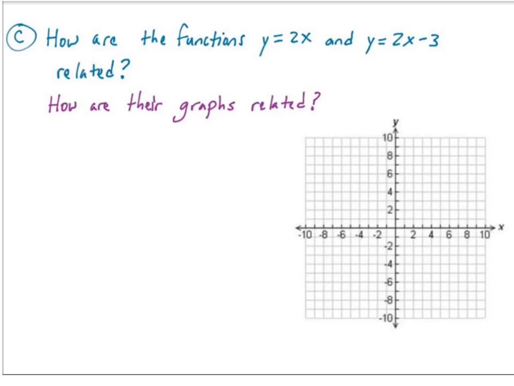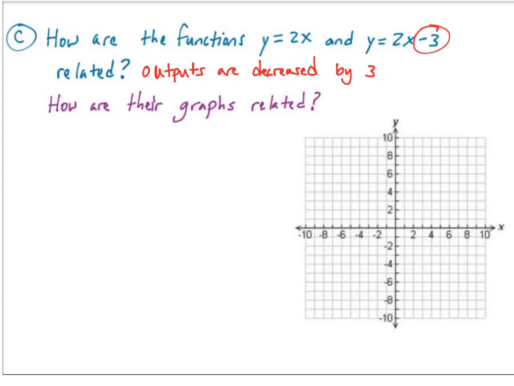So now that we have an idea how this looks, this should go a little bit quicker. The first question says, how are the functions y equals 2x and y equals 2x minus 3 related? Well, we should recognize right off the bat that this minus 3 means that the function's outputs are decreased by 3.